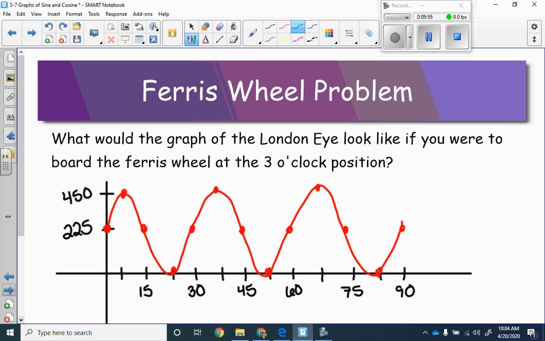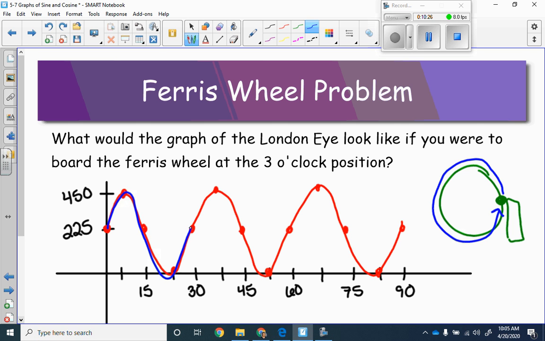Again, hopefully you were able to interpret this correctly. You are getting on the Ferris wheel, so here's your London Eye, but you are getting on at the 3 o'clock position, so you would obviously have to be on some sort of platform to get up to that. Since we are going counterclockwise around our Ferris wheel, we'd be starting at 225 feet, going up to the maximum, and then coming back down. Notice that it still takes 30 minutes to make one time around. This one right here would actually be compared to the original function.